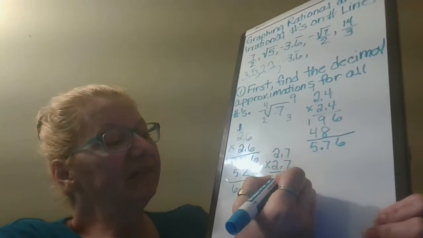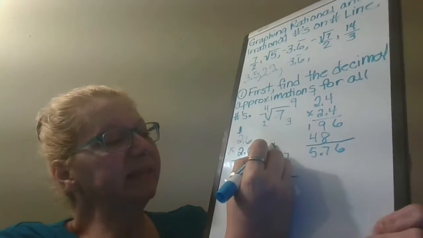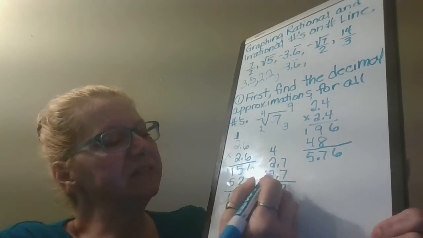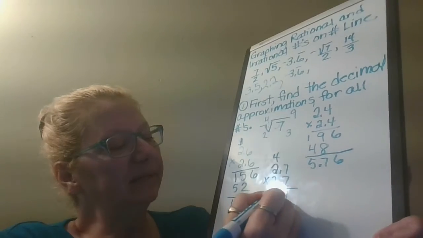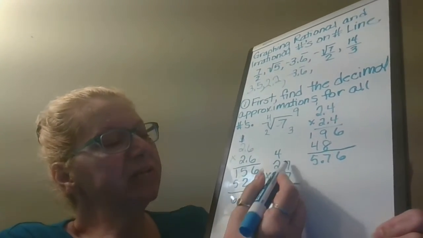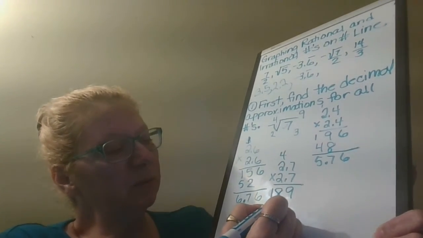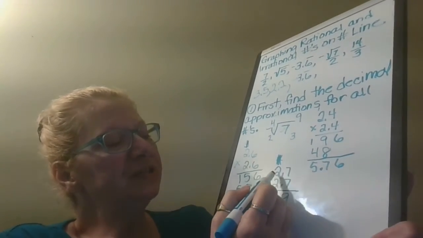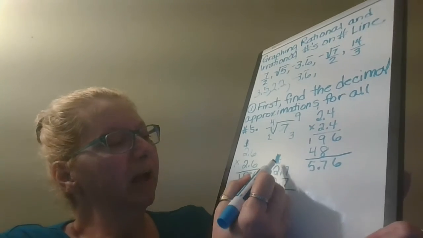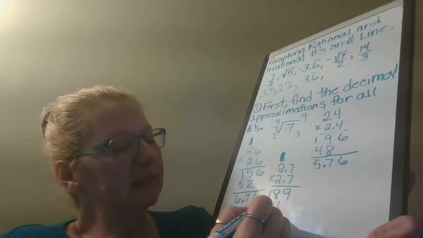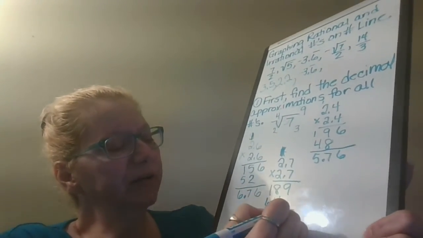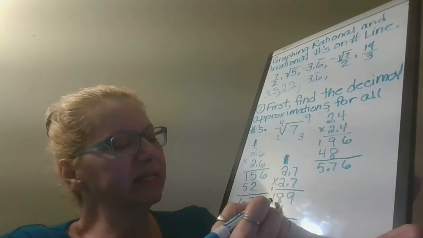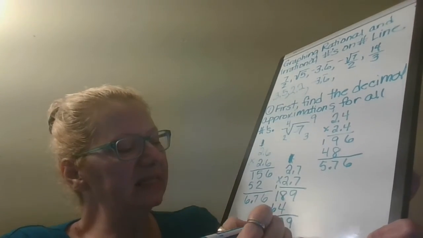So 7 times 7 is 49. So we put a 9 and then we carry a 4. 7 times 2 is 14, and 14 plus 4 is 18. 2 times 7 is 14, so we'll put a 4, carry a 1. 2 times 2 is 5, plus 1 is 6. So we bring down our 9. 8 plus 4 is 12, carry a 1. 1 plus 1 is 2, plus 6 is 8.